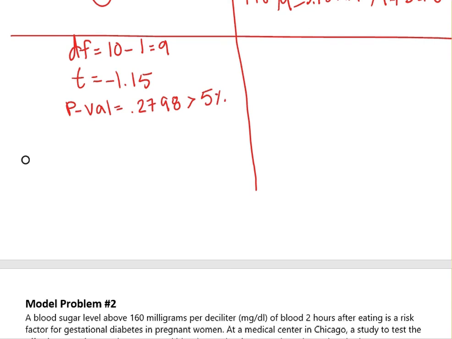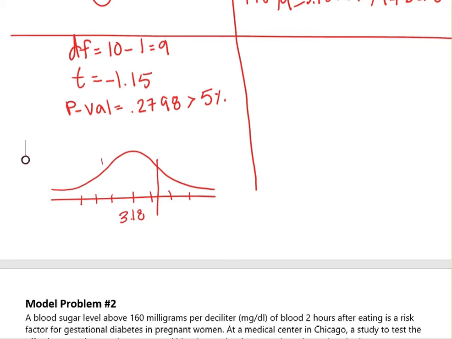Now remember, this is a two-sided test. So when you shade on a two-sided test, you're going to want to make sure that you shade on both sides. So my mean was 3.18. I'm a little bit more than 1 standard deviation over here and a little bit more than 1 standard deviation over here. So my represented p-value is shaded on 2 sides, and that is 0.2798. Now we want to conclude.